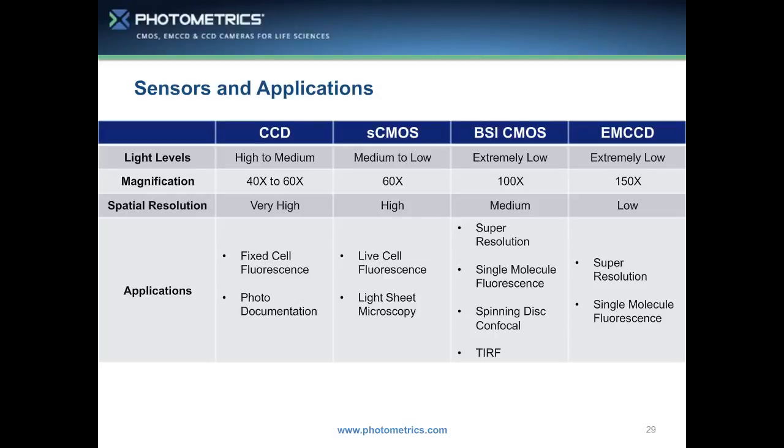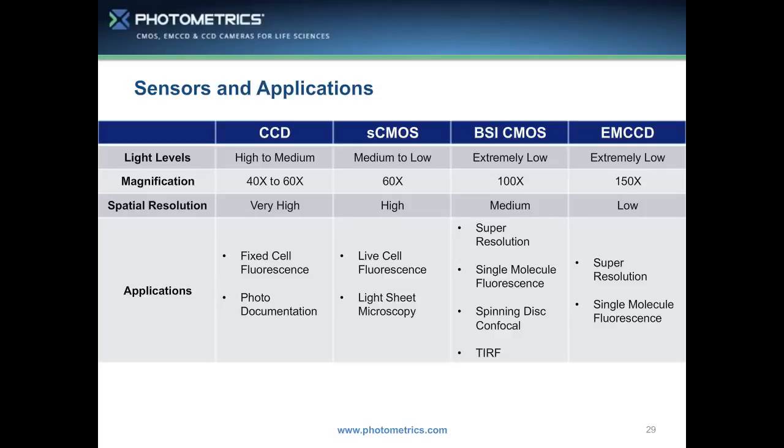The pixel size and the levels of sensitivity that you get from a CMOS device actually make it very ideal for a 60x objective. You're able to appropriately spatially sample. You have more light per pixel because you're not magnifying as much. It's great for live cell applications or light sheet microscopy, where people are typically using 60x objectives and trying to maximize the spatial resolution in your images. Where the back-illuminated CMOS comes in is where EMCCDs used to be.